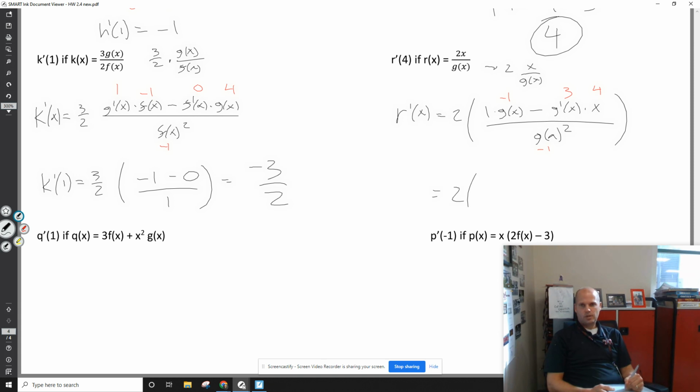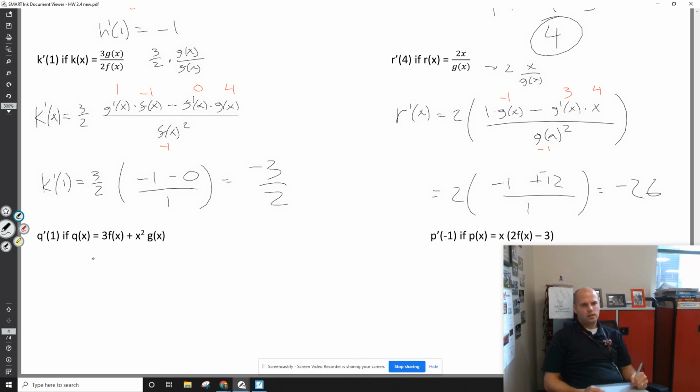So I have 2 times -1 minus 12 over 1. That's negative 13 times 2, which is negative 26. Okay, negative 1 minus 12 is negative 13. I like to add opposites so that I don't make mistakes with subtracting with positives and negatives.